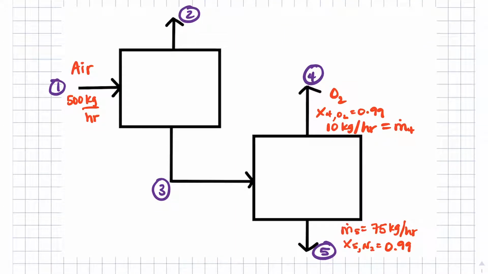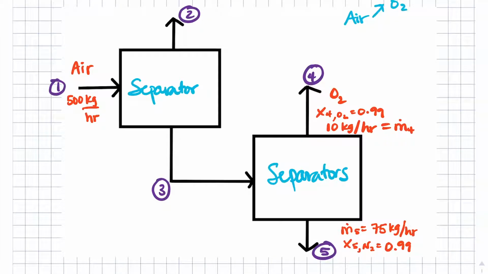We have this system. We have 2 separators, and these are both membrane separators. And what we're trying to do is we're going to get air, and air is made up of oxygen and nitrogen, and we're trying to separate the oxygen from the nitrogen. And we're going to do this through a series of membrane separators.